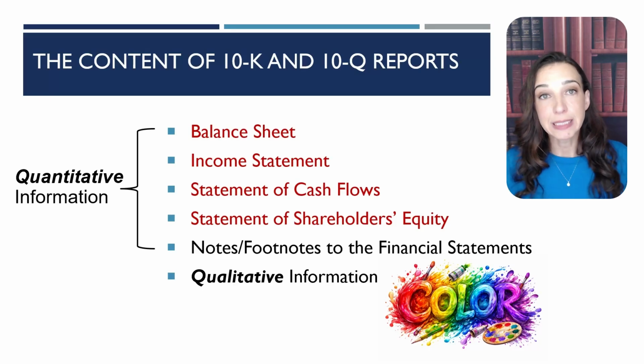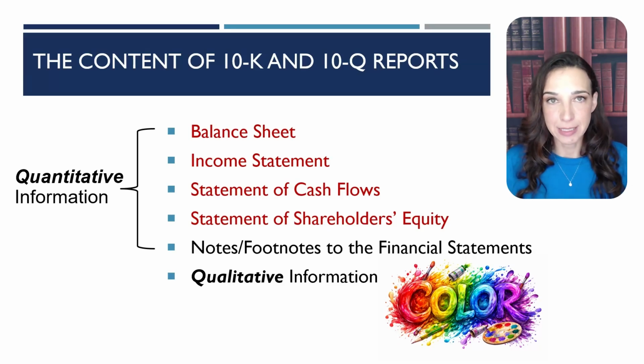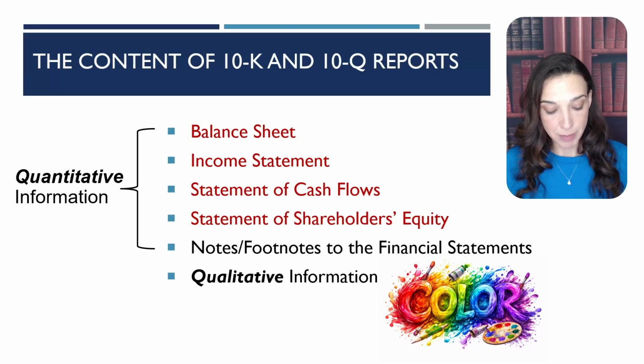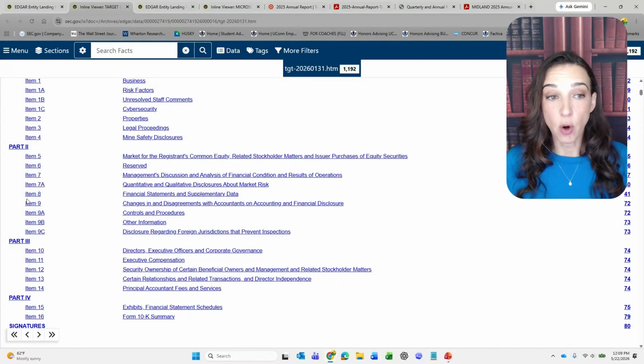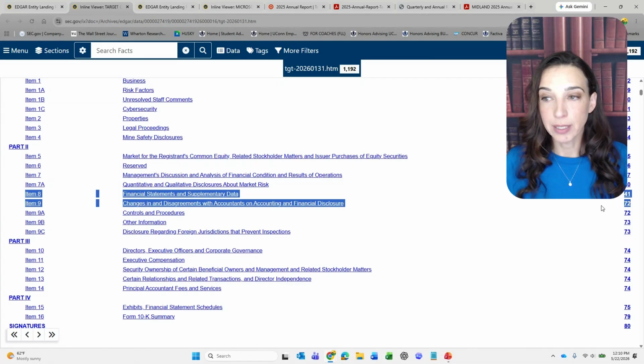So all of this additional qualitative information, we can think of as giving really important color to the numbers that we're also digesting from there. Jumping back for a second to Target, the financial statements are always going to be found in item 8. So item 8 is financial statements and supplementary data. And you'll notice that it's a longer item, right? In the case of Target, it's 30 pages because it does have these additional notes.